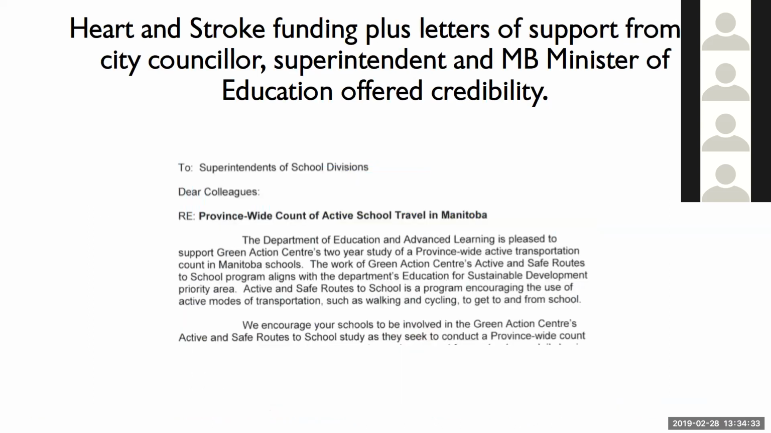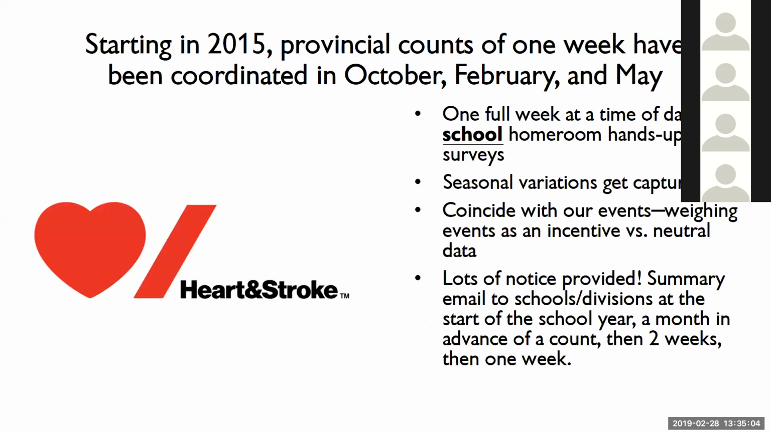We were very lucky that we did have some high-level support. Anders identified that viral way of spreading things that we had. City councillors, and the Minister of Education asked school divisions to participate, which still didn't get universal participation, but we had about 305 schools out of the 600 or so schools in Manitoba. That gave us a really strong baseline for what active school travel is like in Manitoba. Is it 10% of kids? Is it 50%? Who knows? Now we have an idea.